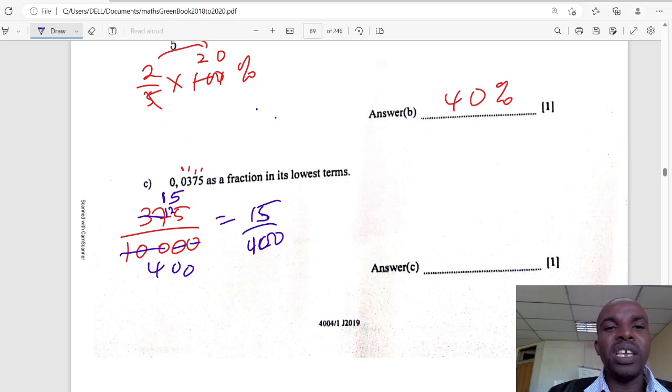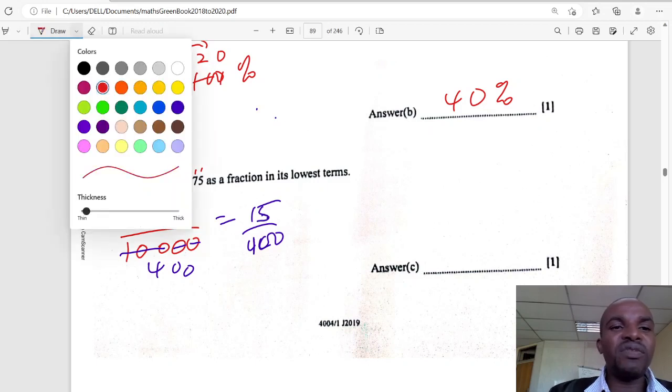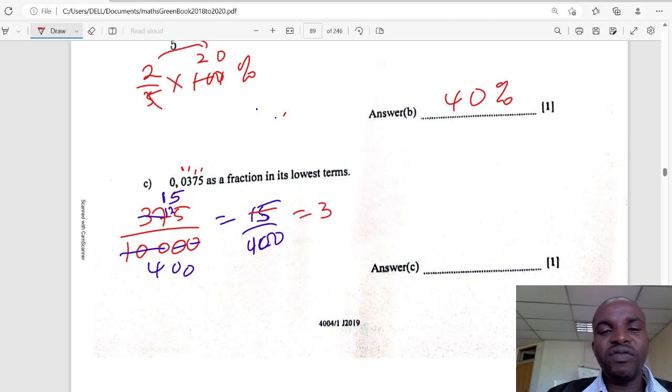Right, you simplify by 5 here. 5 into 15 is 3. 5 into 40 is 8, and 0 is 0. That's what it is. Then it's 3 over 8, done.